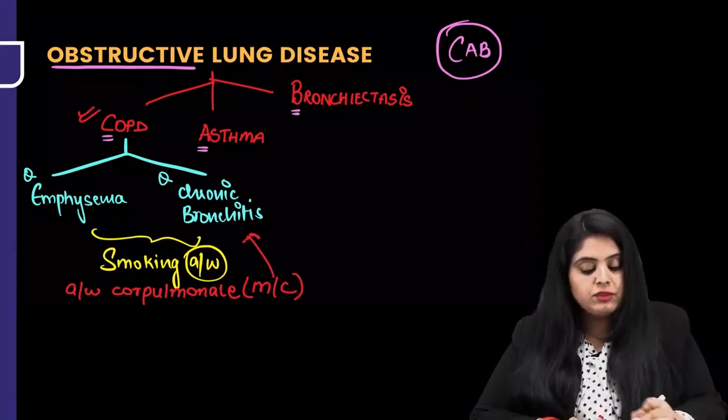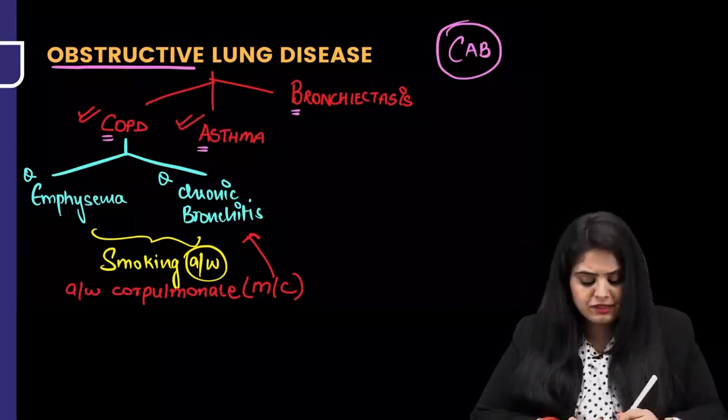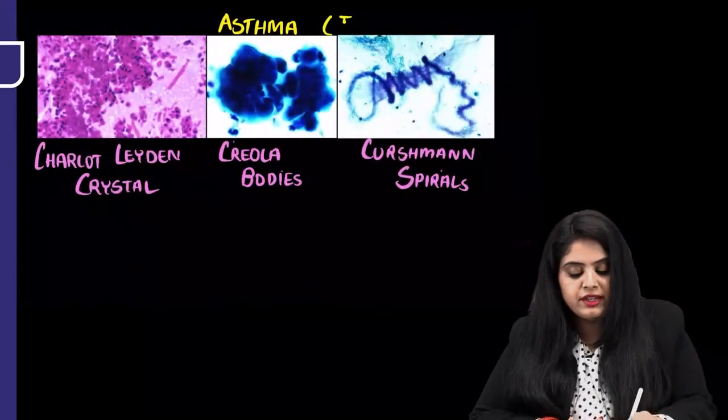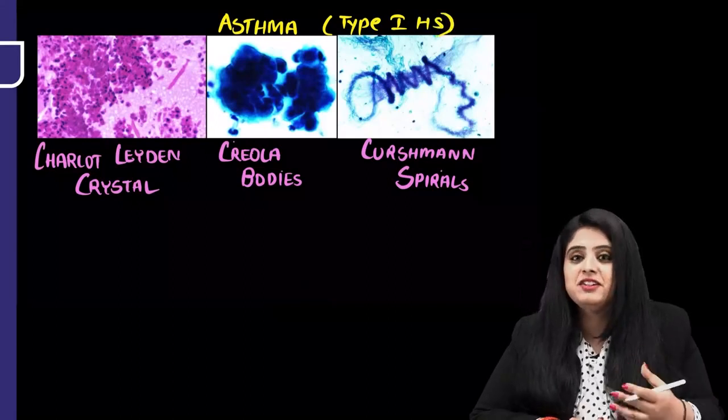So COPD comes to an end. What do we move on to next? We move on to asthma. I'm not going to tell you asthma is what hypersensitivity, because that's the most cliche question I can ask you, but still, I'll tell you. It is type 1 hypersensitivity, it is allergy, right?